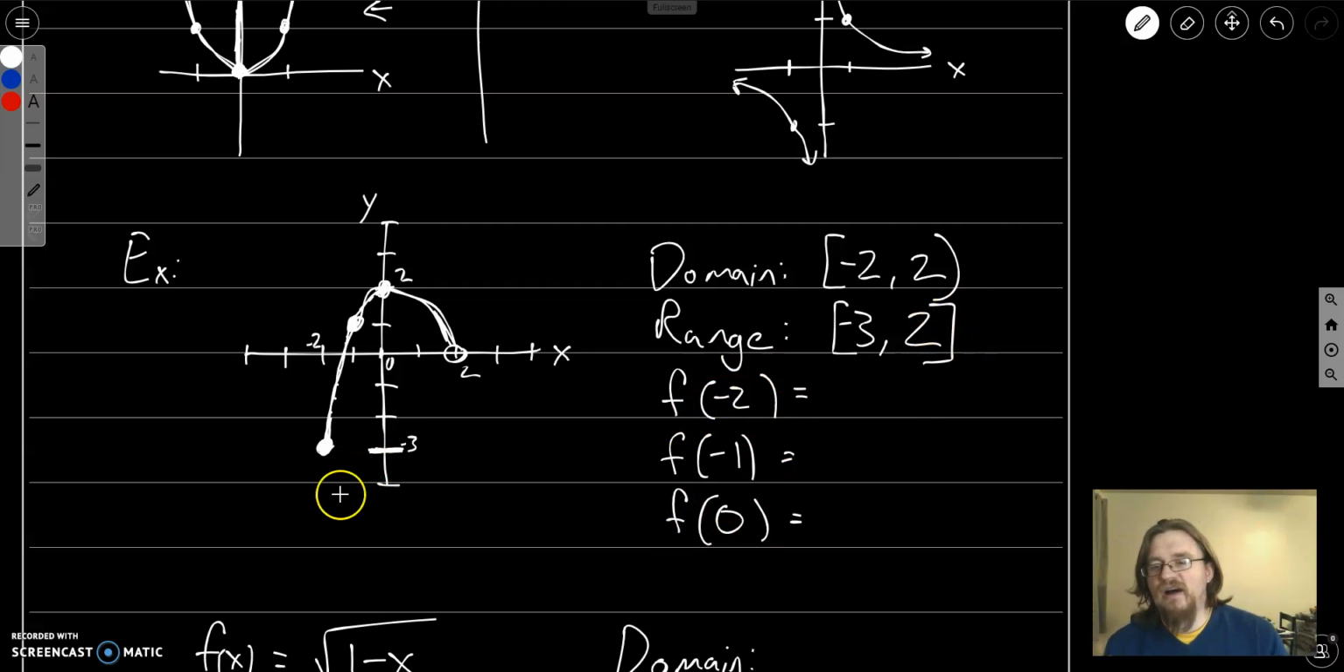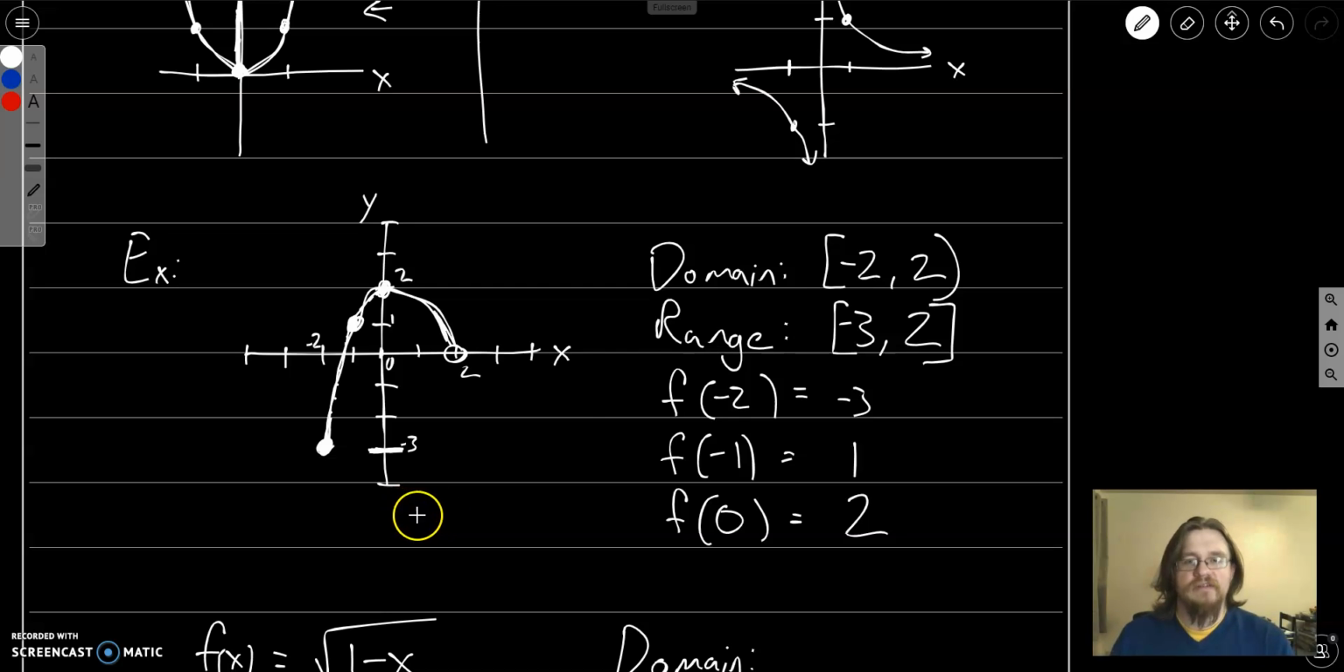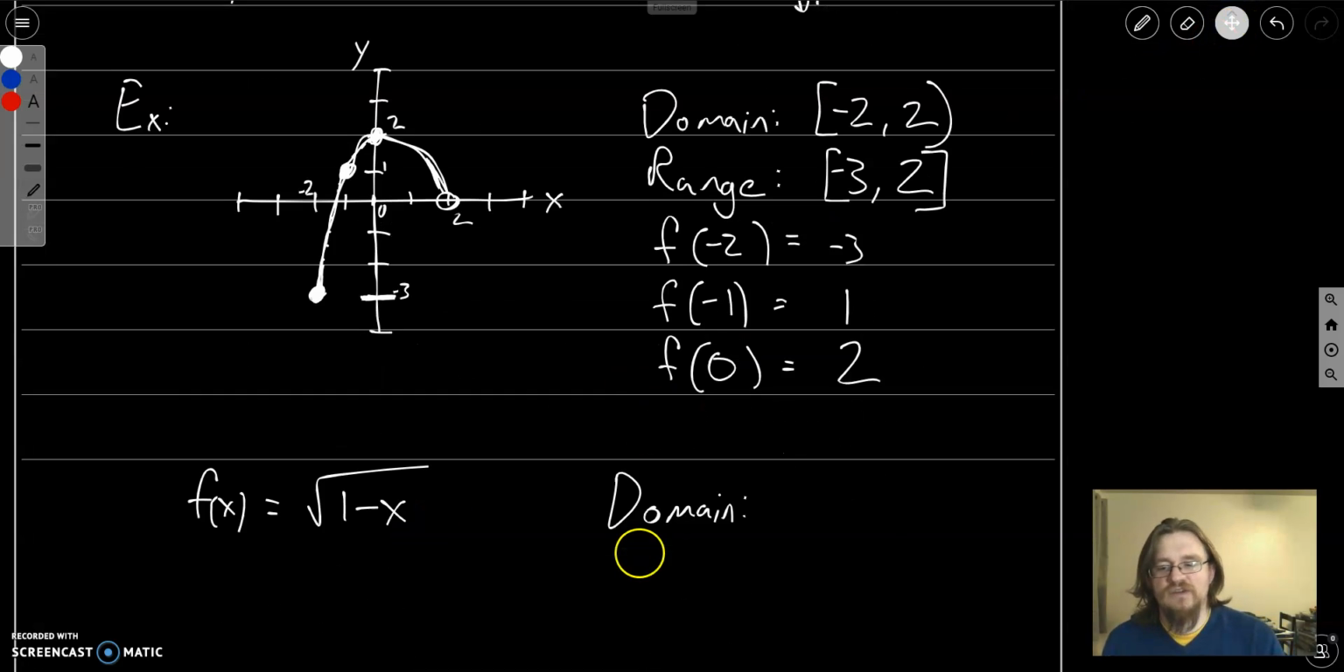So again, when we're looking at this, we can interpret the specific values as well. f of -2, if I come over here to -2, we already saw that we got -3. If we come to -1, we're at a height of 1. And at 0, we've come up to 2. So we can read a lot from a graph, remembering that the x-axis is going to be the inputs, and the y-axis, the height, is going to correspond to the output of the function, the range.